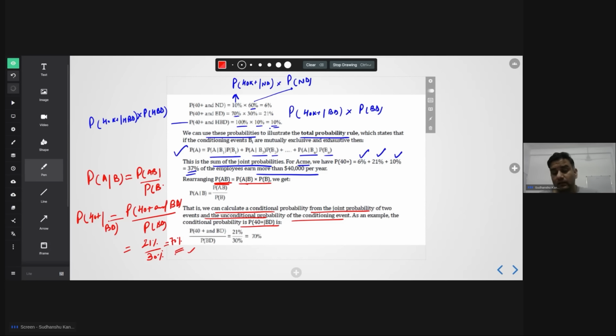Not very difficult, not very easy, but very important to understand if you are looking to understand your Bayes theorem properly, guys. Keep that in mind. This is very, very vital because it will be used ahead. Okay, keep that in mind. Moving on.